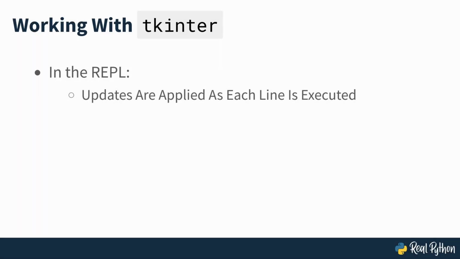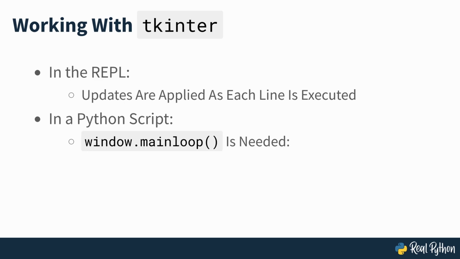One thing to note is when you work with Tkinter from the REPL, updates to windows are applied as each line is executed. But this is not the case when a Tkinter program is executed from a Python file. If you don't include window.mainloop at the end of a program in a Python file, then the Tkinter application will never run, so nothing will be displayed.